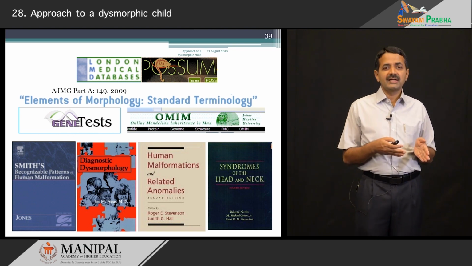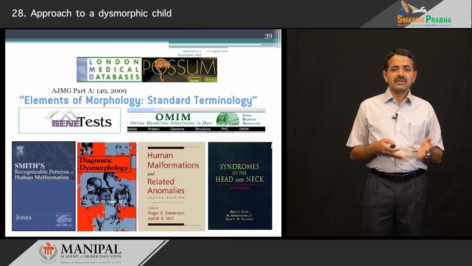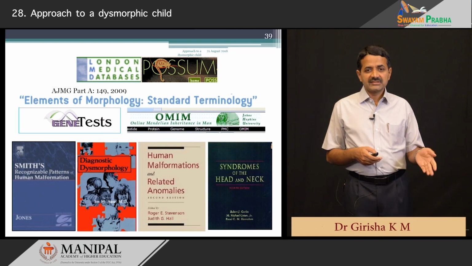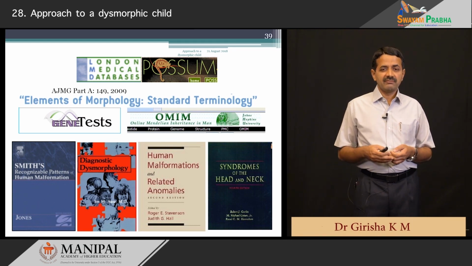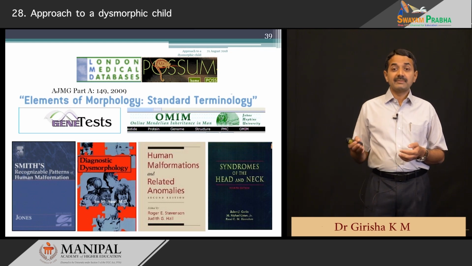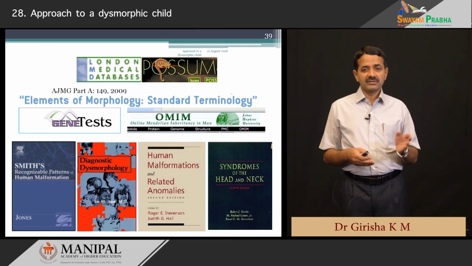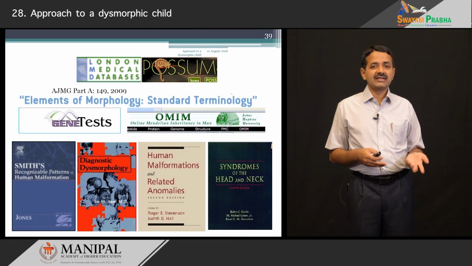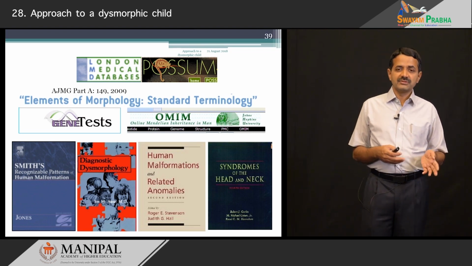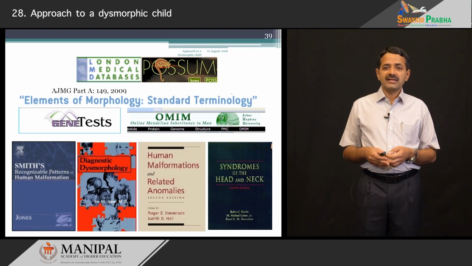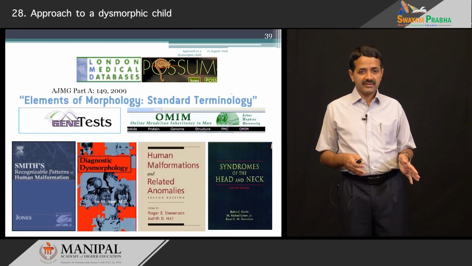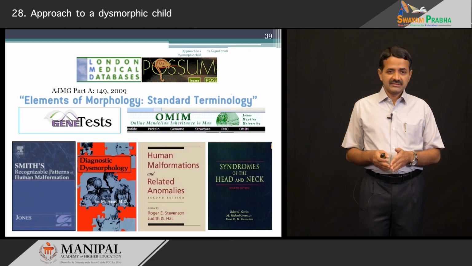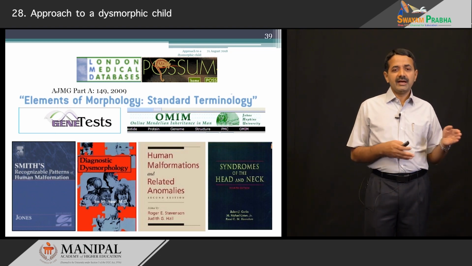We have excellent books and databases. You can see the London Medical Database, POSSUM, the series of papers which I cited, and GeneReviews or GeneTests, where tests and labs are listed for several genetic conditions, including the clinical features and management in GeneReviews, and Online Mendelian Inheritance in Man, a regularly updated online database of several genetic syndromes and conditions.